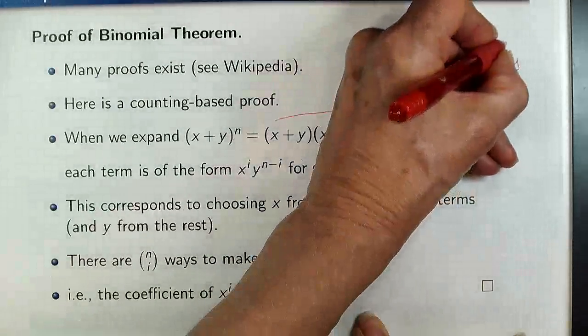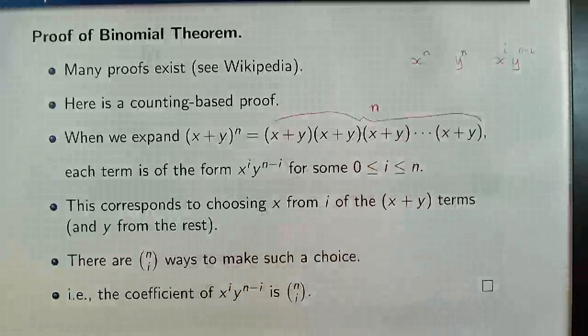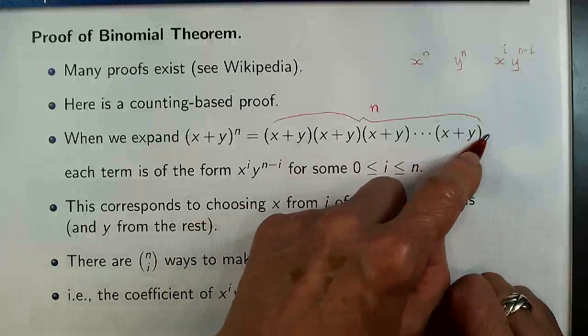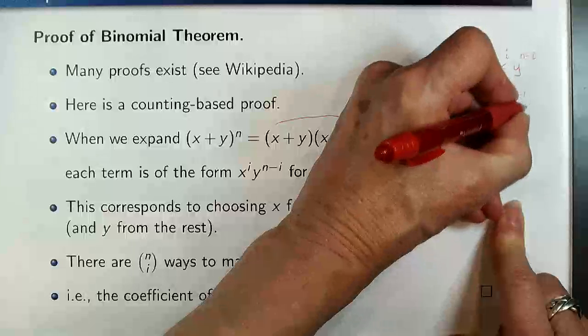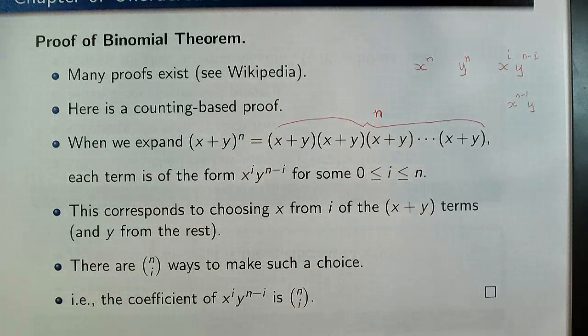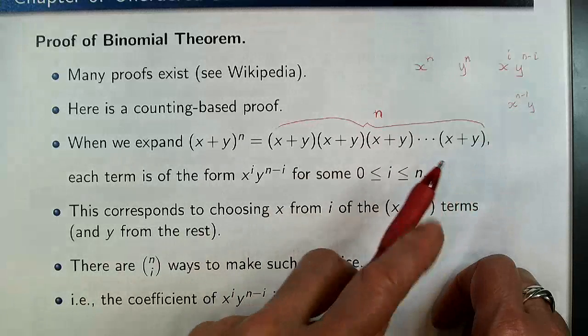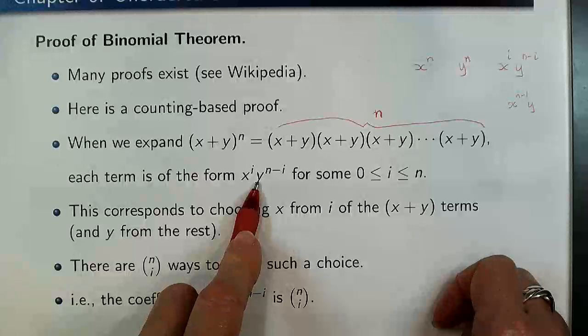So if you've got i x's, you'll have n minus i y's. But you'll see some of these a lot, because I can go x, y, x, or I can go y, x, x, or x, x, y. And I'll see x to the n minus 1, y, a lot of times. How many times? Oh, that's a counting problem. So when we tidy everything up, we'll have a whole lot of those, and we'll have to work out how many.